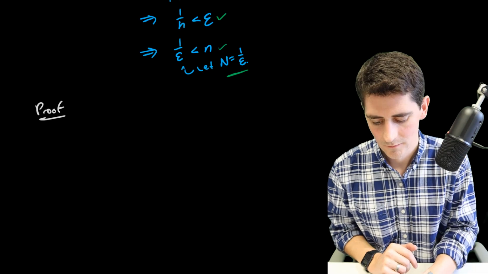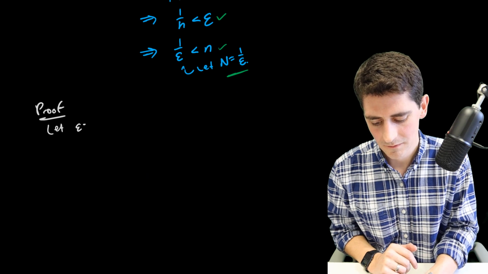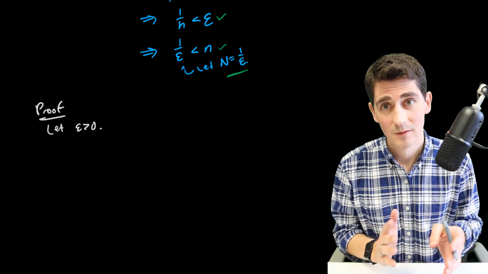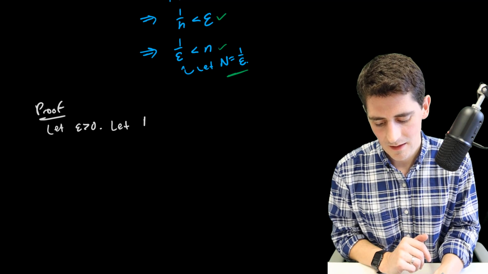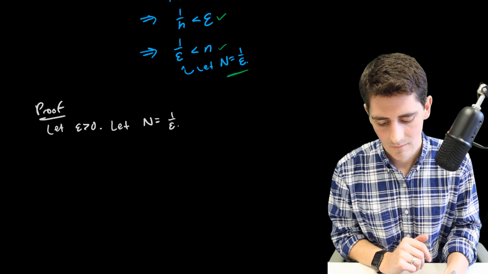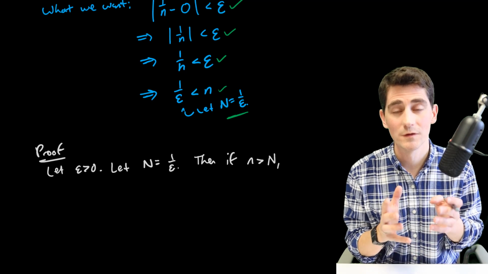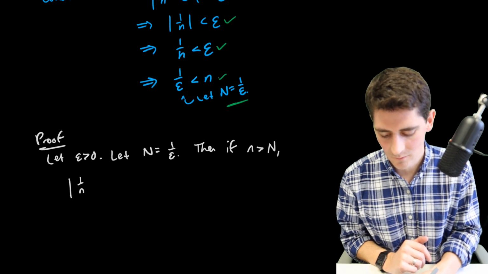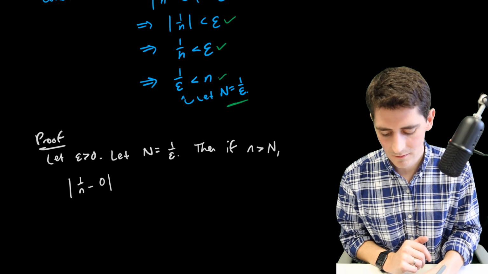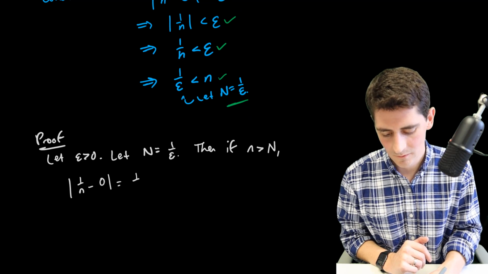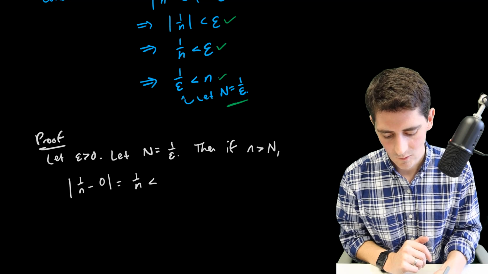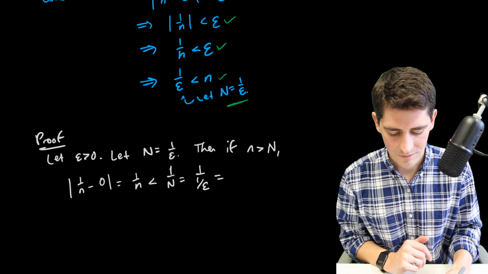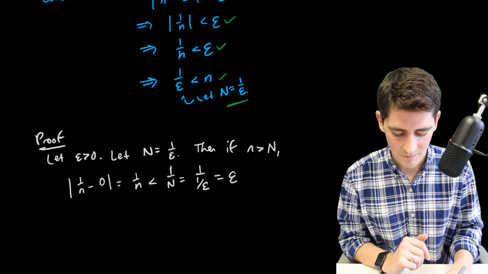Let's try it here. So, proof. You always want to start these out with, let epsilon be greater than 0. And then we decided to let capital N be 1 over epsilon. So if n is greater than capital N, we're just going to use my scratch work to work backwards. And so we can say the absolute value of 1 over n minus 0, which we know to be 1 over n, is going to be less than 1 over capital N, which is 1 over 1 over epsilon, which, since I'm dividing by a fraction, is just epsilon.